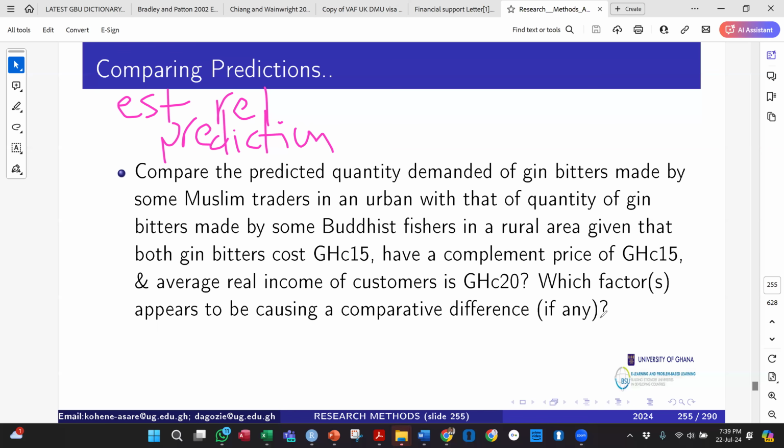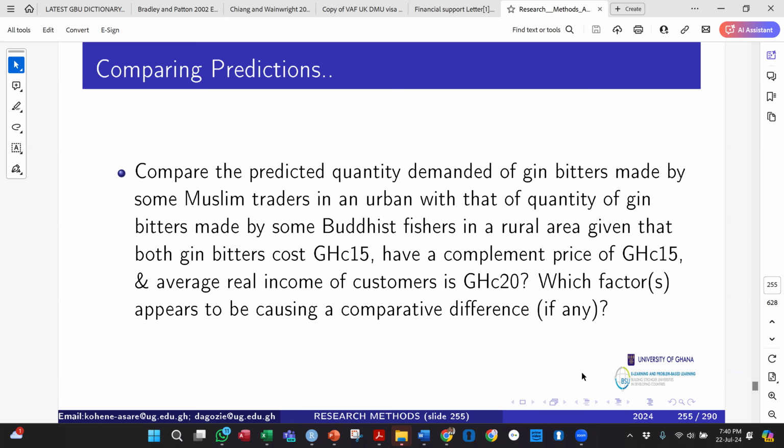Because once I know the specific religion of a person, and I know clearly the price, and I'm positive about the income, and I know whether the person is living in an urban or rural area, or whether the person is a teacher, a fisher, or a trader, if I know all of this information, I can predict the quantity demanded. I can predict the dependent variable.